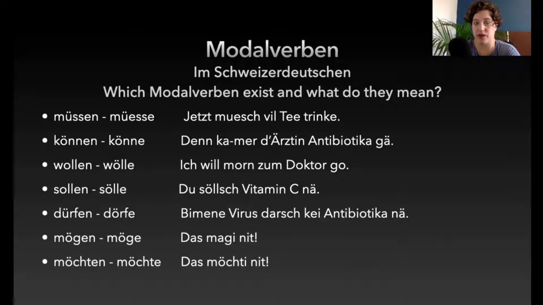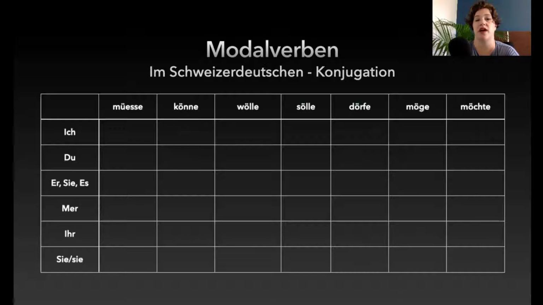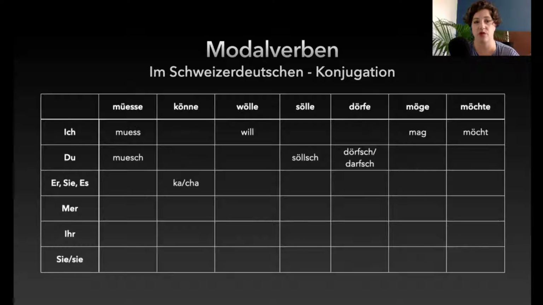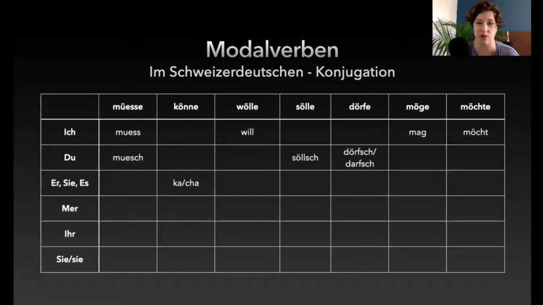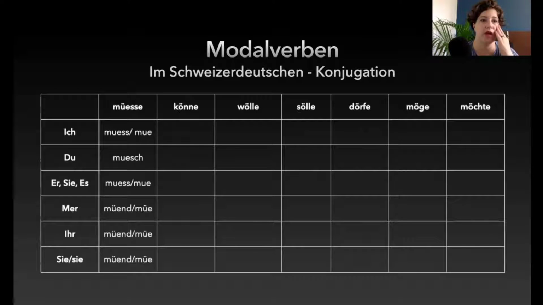That all looks very familiar, right? If you look at the High German and then you compare it to Swiss German, it shouldn't be crazy different. We're going to look at how to conjugate them. Those are the ones we already know, but we're going to go through it verb by verb. Okay, müssen is to must.